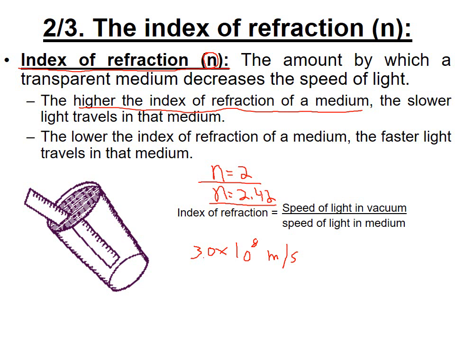So the formula to calculate the index of refraction is written right here. It's the speed of light in a vacuum. A vacuum is just another way to say space, where there are no particles, divided by the speed of light in the medium that you're trying to study. So the speed of light in a vacuum divided by the speed of light in water would give you the index of refraction for water. The speed of light in a vacuum divided by the speed of light in diamond would give you the index of refraction for diamond.